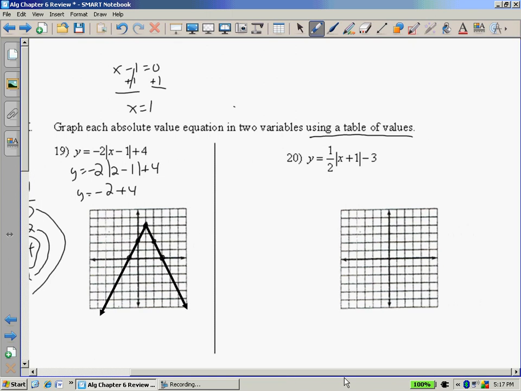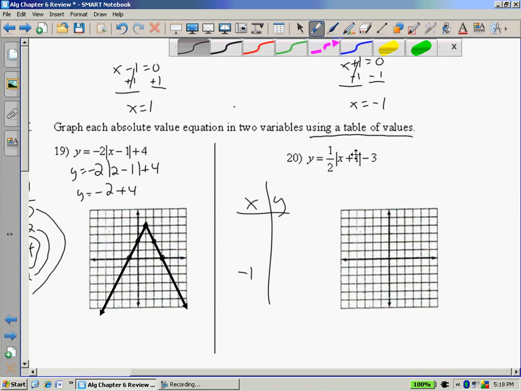Okay, number 20. Again, using a table of values, we're going to start by setting this part equal to 0 and solving. X equals -1. So my vertex, the x-coordinate is -1. We're going to plug that back in. -1 plus 1 is 0. Times anything is still 0. Minus 3 is -3. So that's my vertex.